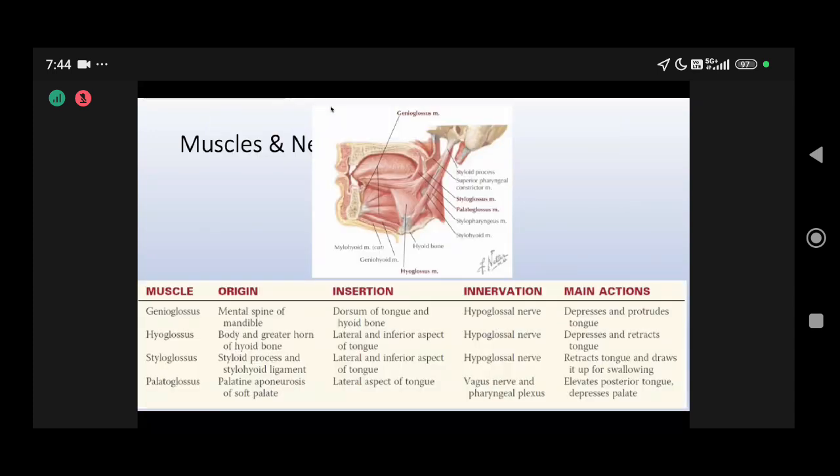The tongue is a mobile organ and its movements are very important in speech and deglutition. There are intrinsic muscles of the tongue and extrinsic muscles of the tongue: genioglossus, hyoglossus, styloglossus, and palatoglossus. These muscles originate from different portions and are inserted inside the tongue. The three muscles are supplied by the hypoglossal nerve, and palatoglossus is supplied by the vagus nerve and pharyngeal plexus. Different actions of these muscles cause different movements of the tongue.